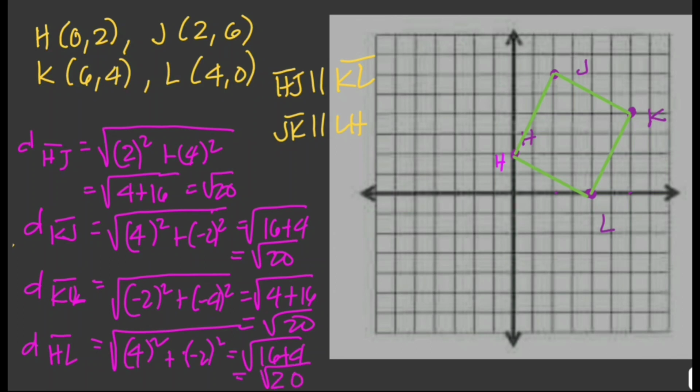Okay, based on what we have solved here using the distance formula, all of the sides have lengths equal to square root of 20. Therefore, this quadrilateral here is a square.